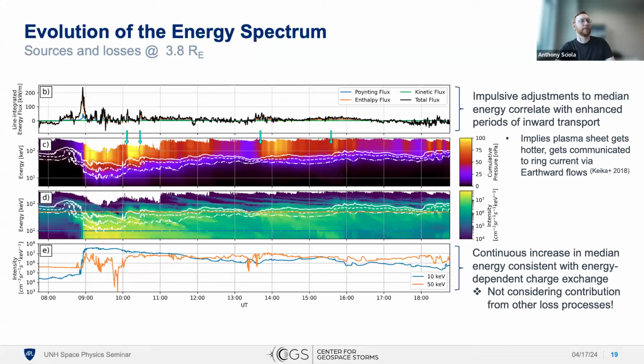But two important caveats to this. One, we aren't really considering contributions from other loss processes in this. You could make a similar argument that differences in convection and magnetopause losses could potentially lead to a similar feature. And so it's unclear here how much that actually contributes. And also we implied this connection between the plasma sheet and ring current. But as we showed earlier, we really want to investigate how those different energies are actually making it to the plasma sheet in the first place, and then transported to the ring current, to make a more quantitative connection between these two.